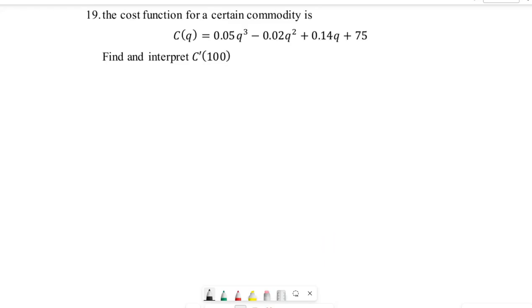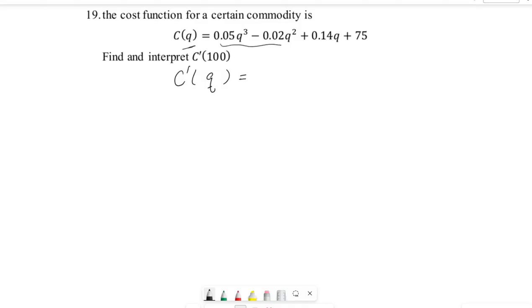Here is question number 19. The cost function of a commodity is given and it's dependent on Q. Q is basically just quantity, number of items produced. They're asking you to find C prime of 100. So basically the first step is to find the derivative of the function.